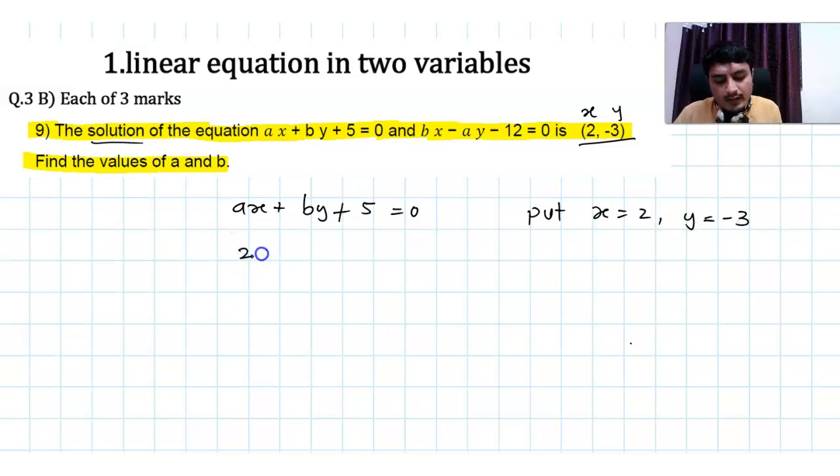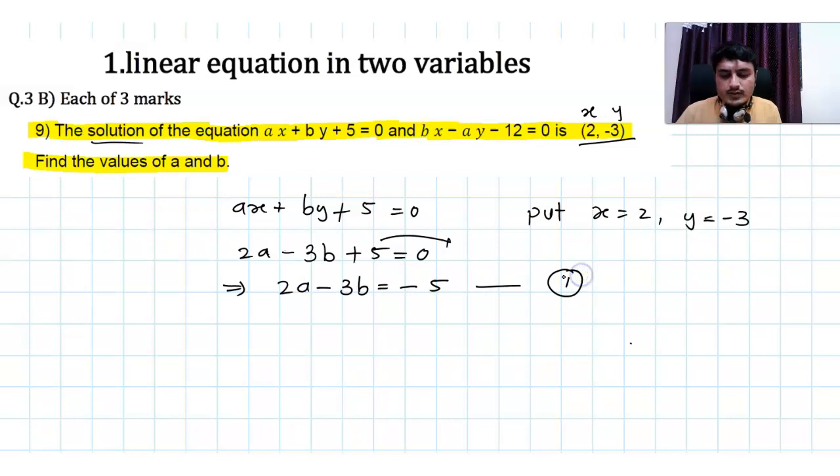So we are getting 2 times a, that is 2a, replacing x by 2, and y by -3, so b into -3, we get -3b, and plus 5 equals 0. Now once we shift the 5 from LHS to RHS, we get 2a - 3b = -5, call it equation number 1. Now look at the next equation. We are given bx - ay - 12 = 0.